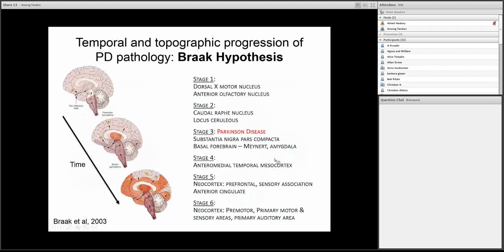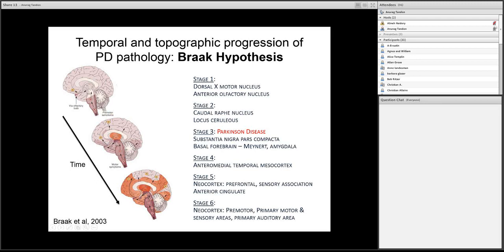Now, prior to these studies, this hypothesis that there's a temporal and topographic progression of Parkinson pathology had been discussed much earlier, by a group in Germany, Heiko Braak and his colleagues, and it has now come to be called the Braak Hypothesis. What that group did was look at Parkinson brains and then try to linearly place the pathology in order of some sort of progression.